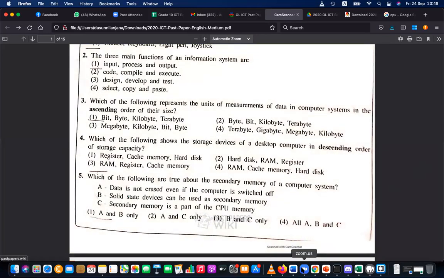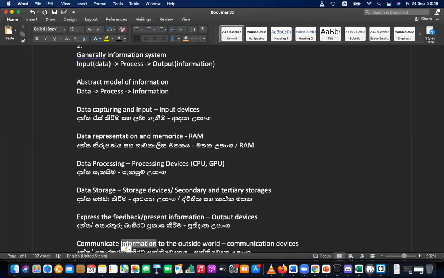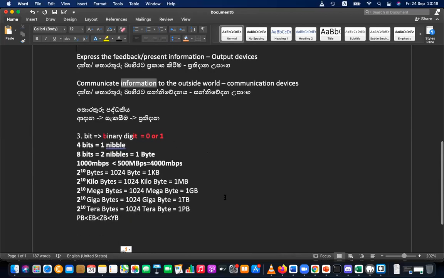If you don't know what bit is, bit means binary digit. B-I-T, binary digit. It's 0 or 1, off or on. In a switch, off or on. Related to a bulb, it's off, 0, or on.